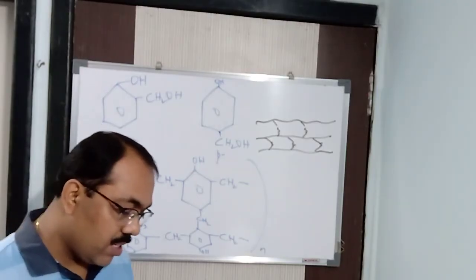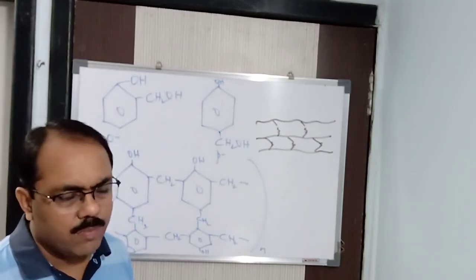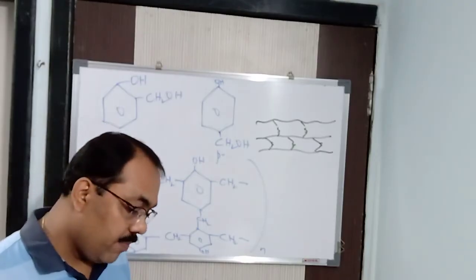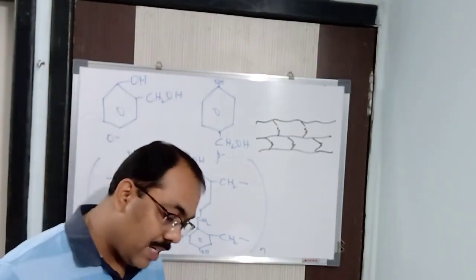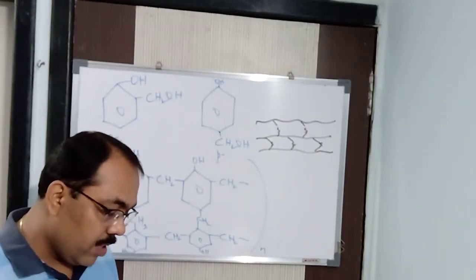It possesses a much lesser tendency to absorb water as compared to natural rubber. Natural rubber absorbs a large amount of water, but vulcanized rubber does not. Alright, so it is a better electrical insulator. Yes, that's a very important point. It's a better electrical insulator.